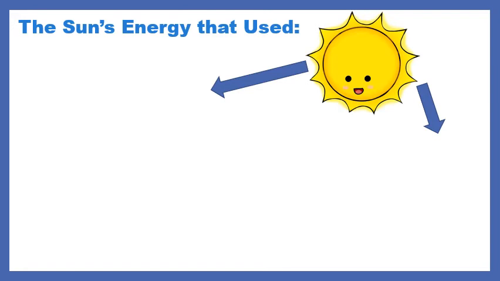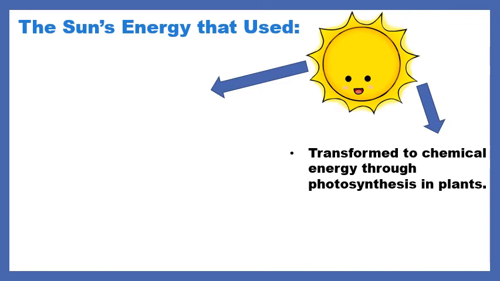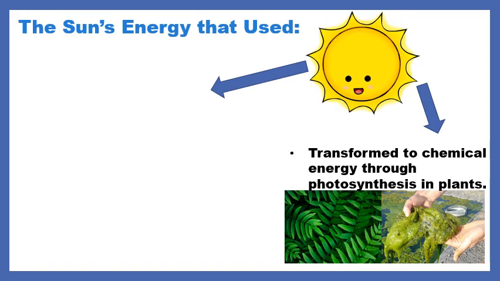All right, let's get back to topic. Let's focus on the sun's energy that is used. So some of it is transformed to chemical energy through photosynthesis in plants. And I say plants, but there are also other things that go through photosynthesis besides plants. The most famous being algae, that kind of green slime that grows on top of ponds or lakes. All right, so we know that plants will take the sun's energy and make it into food. That's the chemical energy we're talking about.